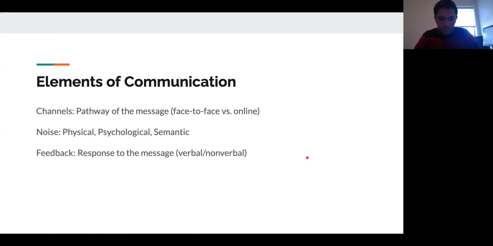Yeah, so through those elements of communication, we have channels, which is the pathway of the message, whether face-to-face or what we now have, which is online. There's noise in communication. Again, this is the fluctuations, interpretations, and perceptions between the physical, the psychological, and semantics. And feedback, which is the response to the message, can result in a verbal and nonverbal method. Nonverbal would essentially mean body language, and verbal is pretty self-explanatory.